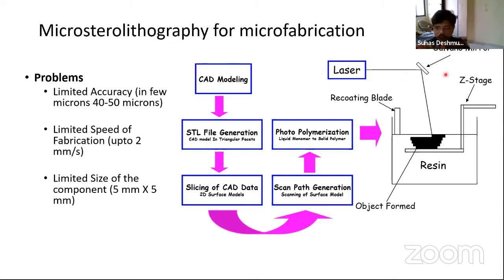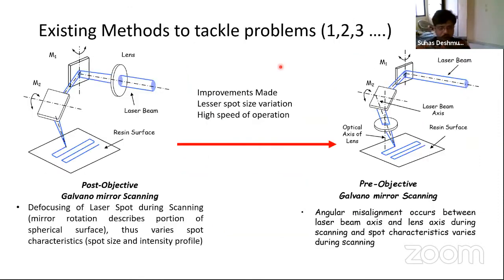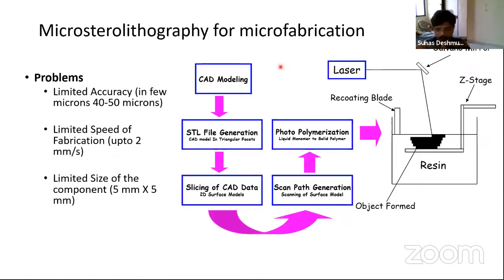In this XY motion, galvanomirrors are typically used, but whenever you put a lens onto this, the spot characteristics change. We'll just revise the different scanning mechanisms for this. So basically, accuracy is due to two parts.